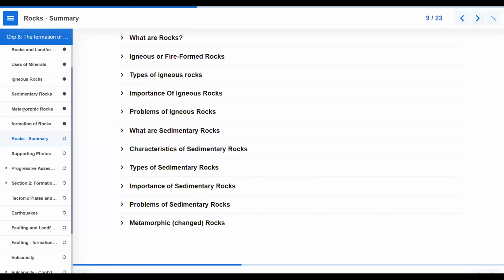Okay, so let's go back to our lesson. I had to answer many of those questions because you've been asking them in the other lesson. I mean, asking them a lot. But let's now go through metamorphic rocks quickly.